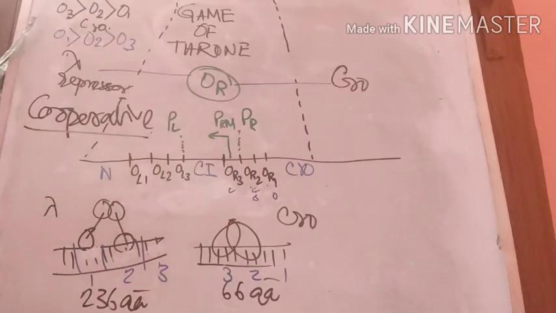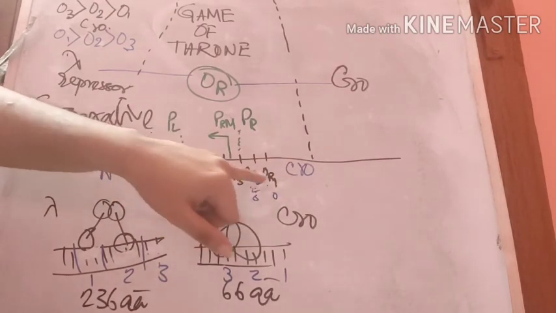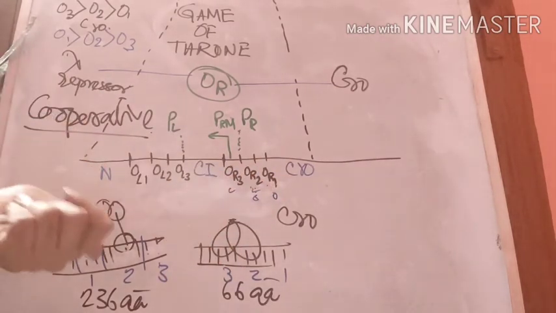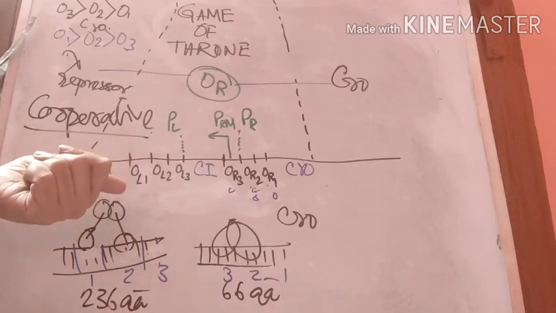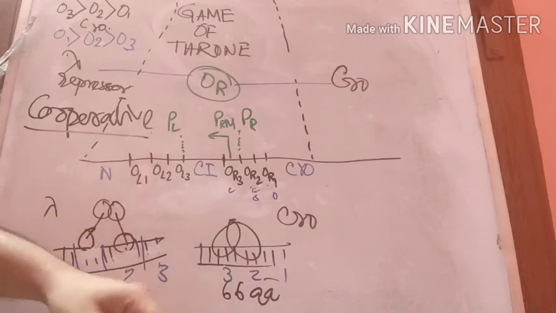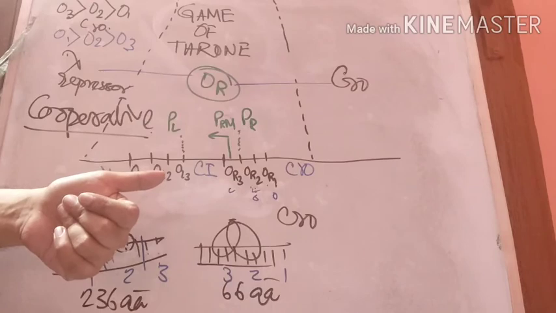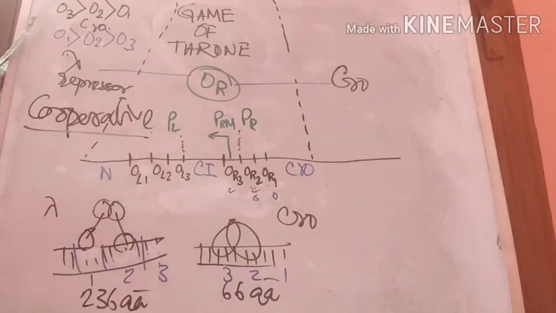So if somehow lambda wins and occupies OR1, it will gradually bind to OR2. And if OR1 and OR2 are occupied by lambda, that's it. It's done. OR3 is unoccupied. In reverse, if Cro is bound with OR3 and OR2, it will lead to the lytic cycle. Just like that. Okay, fine.